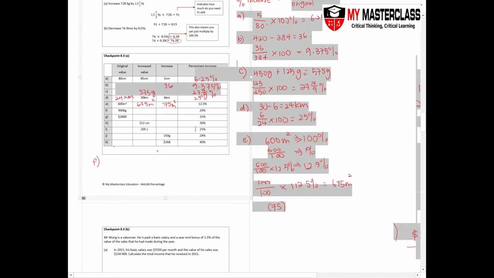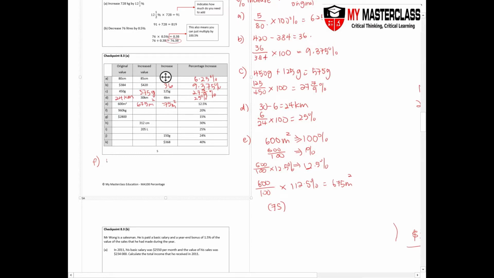So therefore, I will take the original value, which is 960. I multiply this by 120%, which will give me 1152. So you know that the increased value is 1152 now. Then I'll take 1152 and minus away 960. This will give me 192 kg. So 192 kg is what you have. Okay, let's take a look at part G.